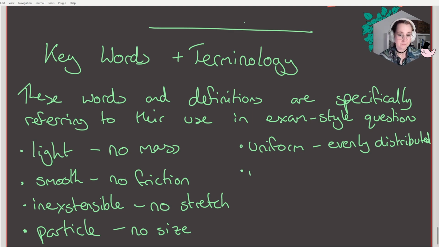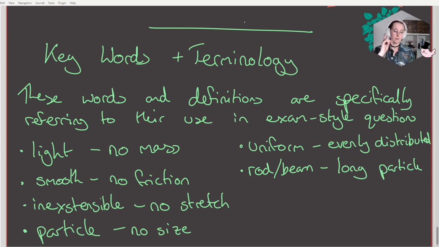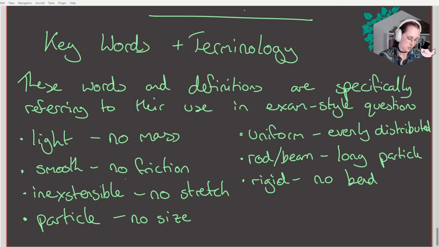On that route, you might see a uniform rod or beam, which is essentially like a long particle. So it's like, what if no size, but one size? Instead of being a dot, a rod you model as just a line. And it might be a uniform rigid rod. If it's inextensible, it's got no stretch. If it's rigid, it's got no bend. So an exam question might be: I'm trying to hang a painting from a point on the wall, model the painting as a uniform rigid rod of mass 20 kilos, where do I put the pins on the wall so that it balances? And smooth, we've done uniform, rigid, light, inextensible, rod, particle.